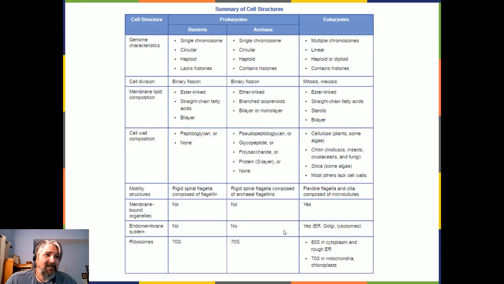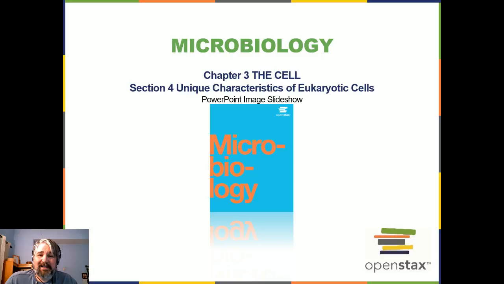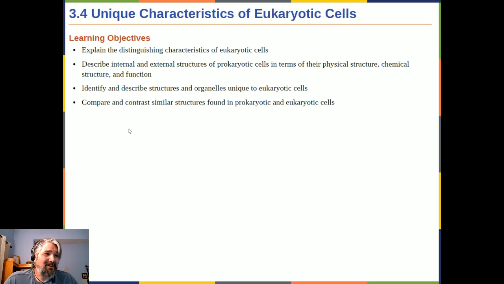All right, so section four, unique characteristics of the eukaryotic cells. I'm going to kind of summarize all this stuff. Okay, so cell theory, because you're going to have that in cell a lot. You're going to spend a lot of time on this stuff.